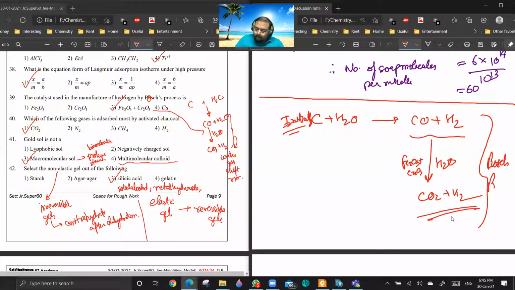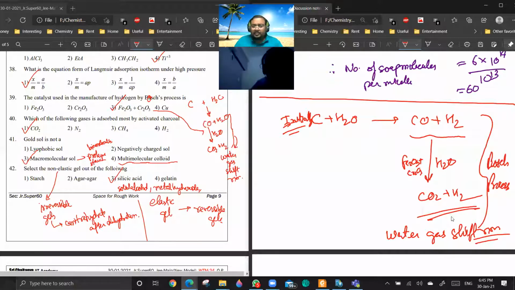Are you getting a point? This is also known as the water gas shift reaction. Is it clear? I think I have given it in hydrogen. Yes or no? Is this clear to all of you?